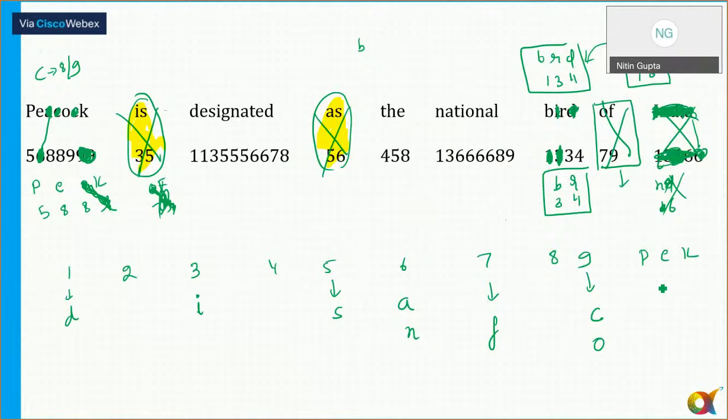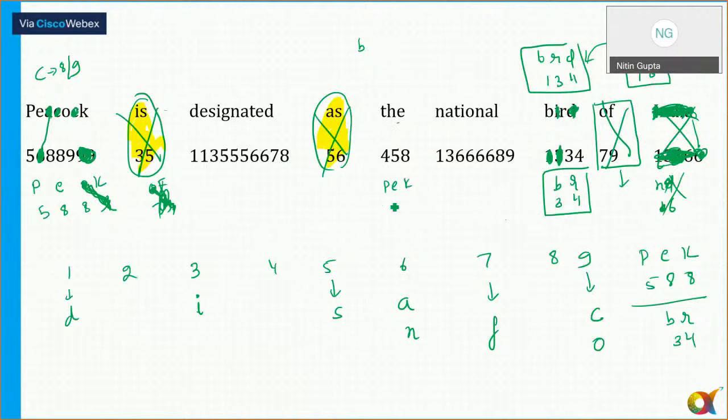In PEK, one is 5, one is 8, and another is 8. We need to identify B and R, which still remain 3 and 4. So any doubts to anyone till this step? Please tell me. Clear? Now let's talk about THE. Remember, E is used in THE.